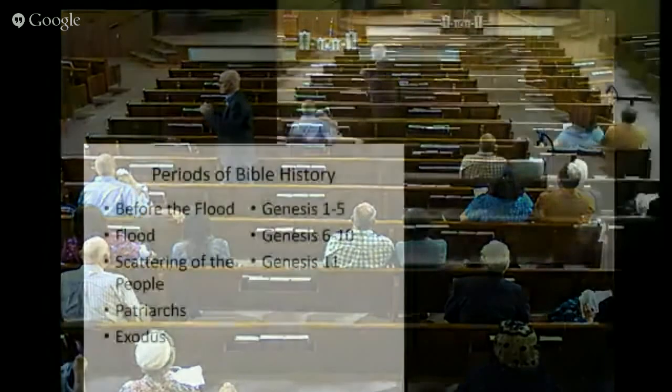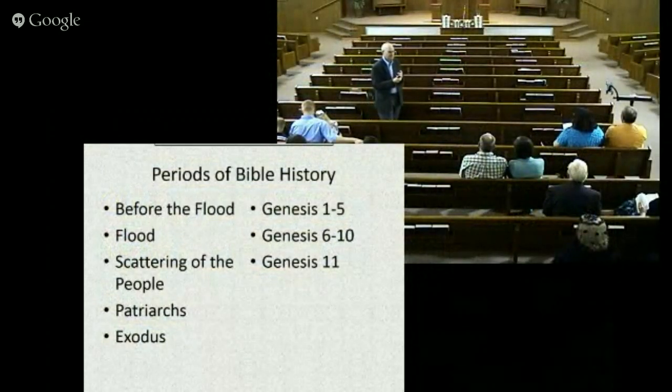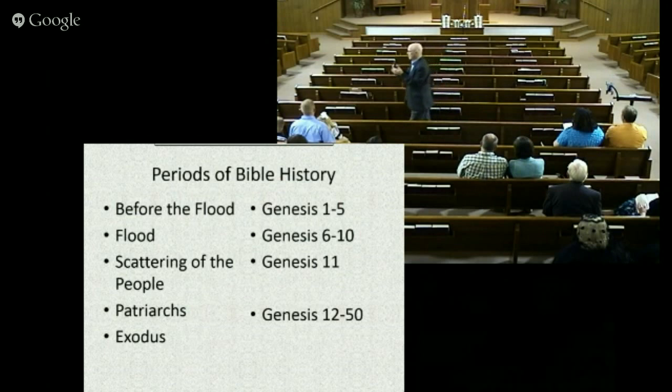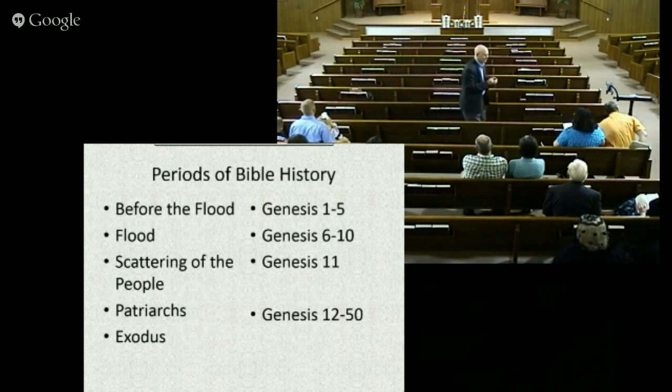Then we got the oddity of the period called the scattering of people. It's in Genesis chapter 11, one chapter. And then the patriarchs finish up the rest of the book of Genesis. So we got 4 periods covered in the book of Genesis. First 5 chapters, before the flood. Next 5 chapters, 6 through 10, talk about the flood. Scattering of people, Tower of Babel, chapter 11. And then patriarchs, Abraham, Isaac, Jacob, and then the story of Joseph, getting into the Exodus, is in 12 through 50.